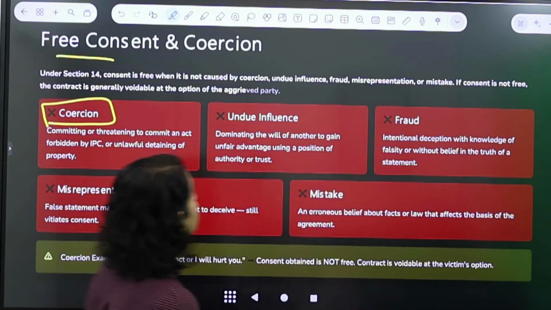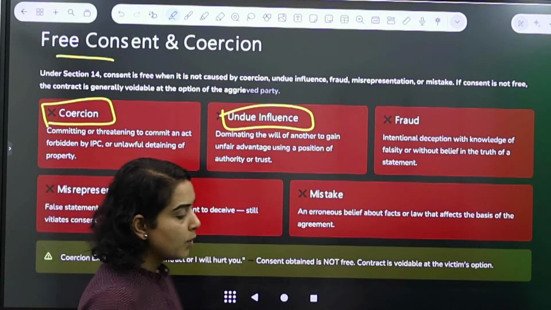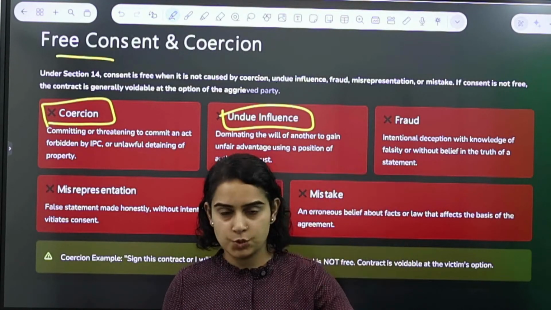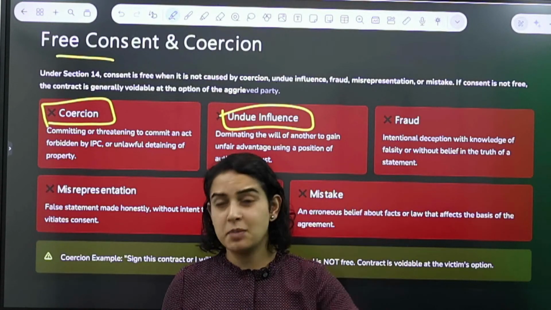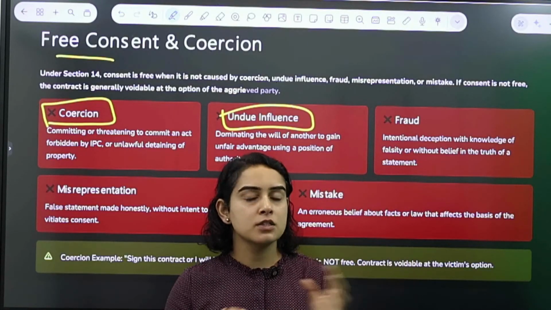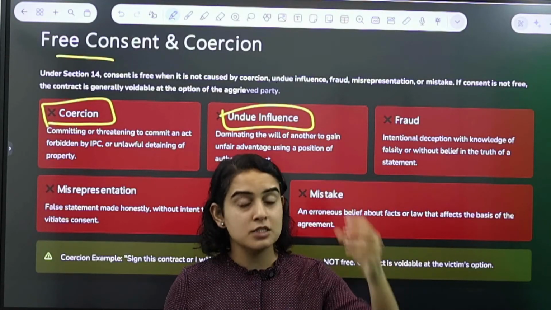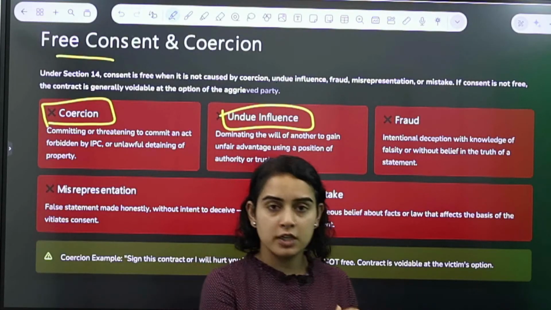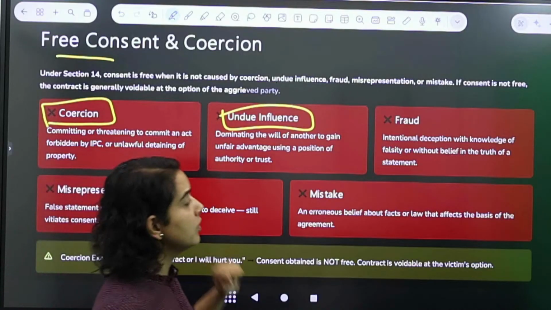Okay, so then there is undue influence. Undue influence is when one of the parties is in a dominant position. Let's say teacher and student, parent and kid, principal and agent, employee and employer. One of them is in a dominant position, another one is not dominant. So the dominant person uses their dominance, uses their position to influence the decision of this inferior, right? So in that case, it is going to be undue influence.